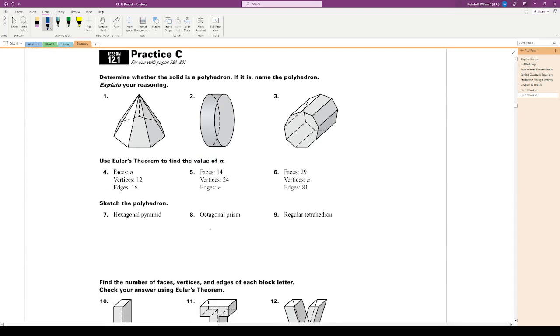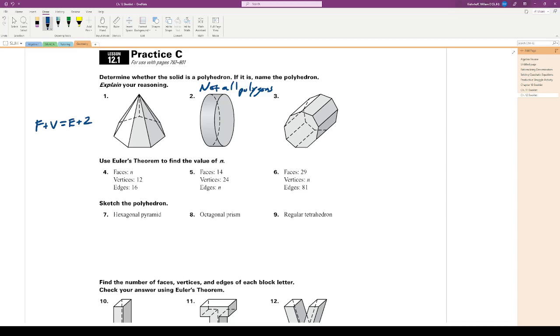So we have some practice here with just identifying this vocabulary and these concepts. For determining whether it's a polyhedron, we're going to use that Euler's formula equation, and that one was the one that said F plus V equals E plus 2. So if that's true, then it's a polyhedron, and if not, then it's not. So here we have a cylinder. We said cylinders don't have all polygon faces, so not all polygons. So that's not a polyhedron.